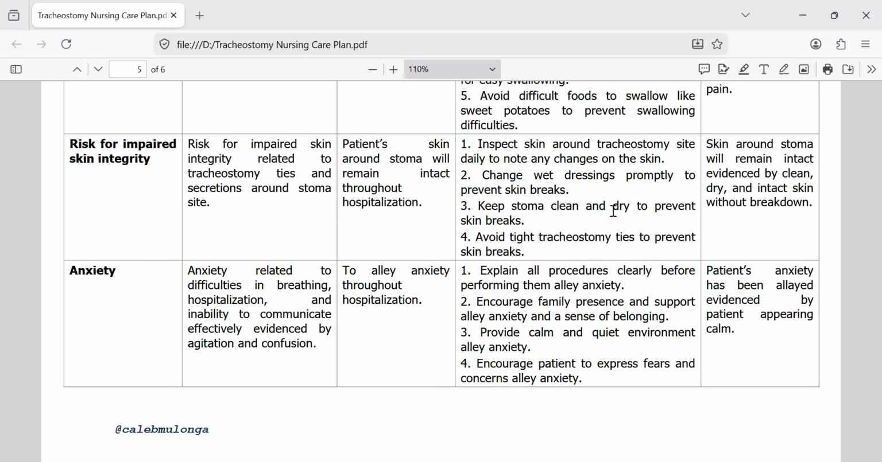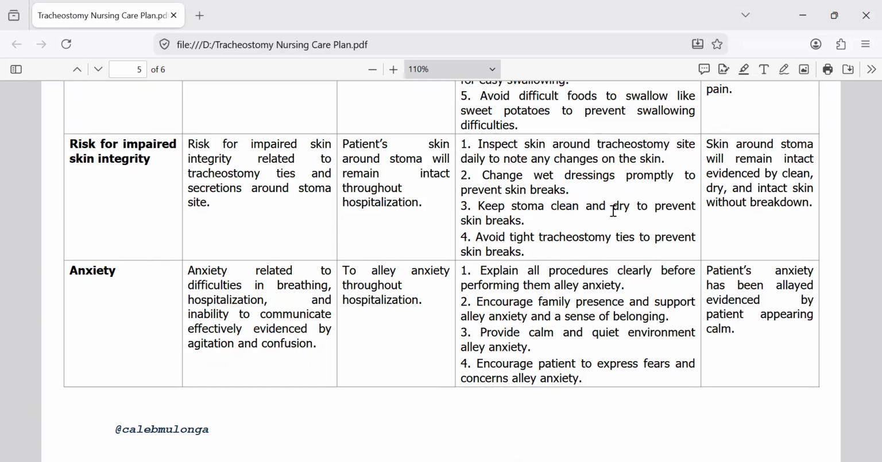Then the last one is evaluation: patient's anxiety has been allayed, evidenced by patient appearing calm. Okay, so we can say it like that. We can say patient not asking too many questions. We can say it in so many different ways, but this is the best way that I have come up with. So that is all with the second part of the tracheostomy nursing care plan for a patient with a tracheostomy tube.